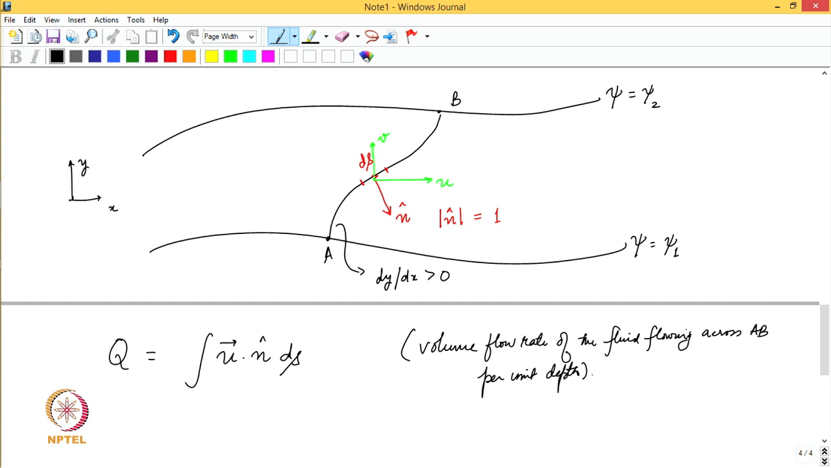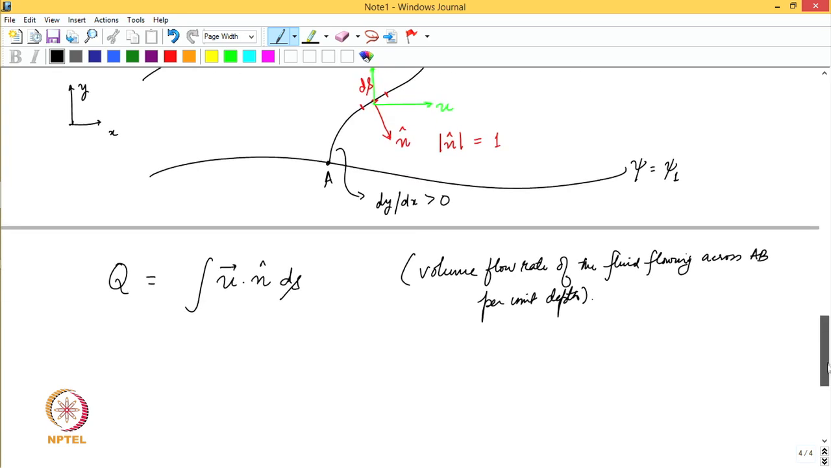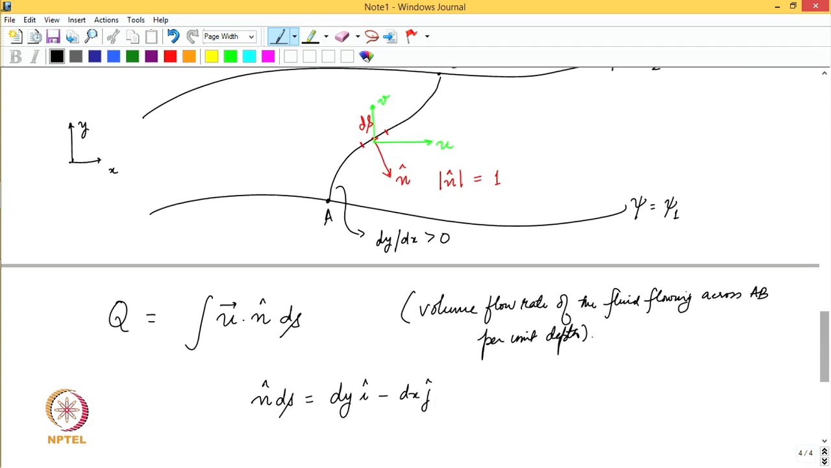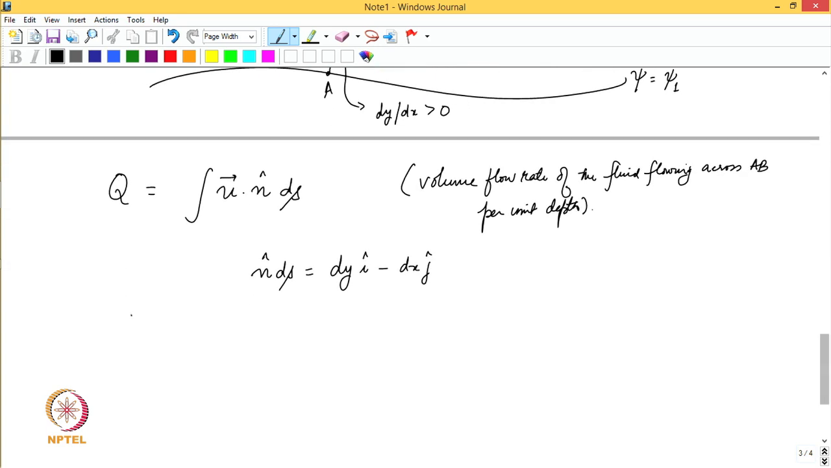And that is what we are trying to calculate. Now, it can be easily proved, and which I am going to not prove here, but you can easily work it out, that the normal vector times ds can be easily written as dy i cap minus dx j cap, where dx and dy are the lengths when you project ds along x and y direction. So, knowing this, let us calculate q.